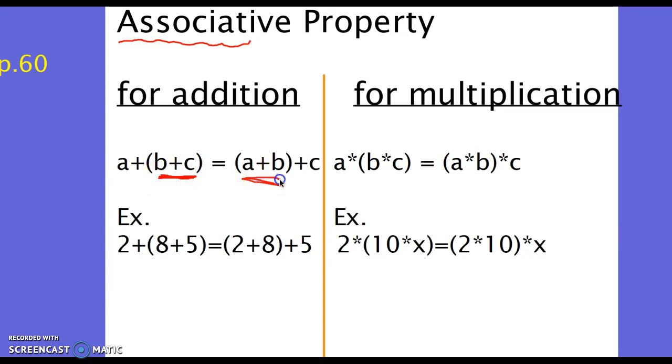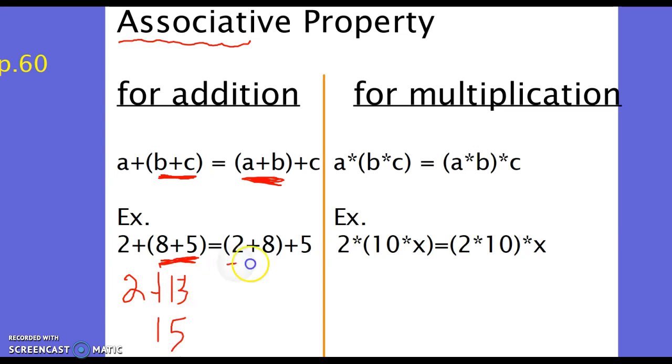is the same thing as A plus B. If you would do that first plus C, you would get exactly the same answer. So the example below that is, if I have 2 plus parentheses 8 plus 5, I would do 8 plus 5 first. That would give me 13. 2 plus 13 gives me 15.